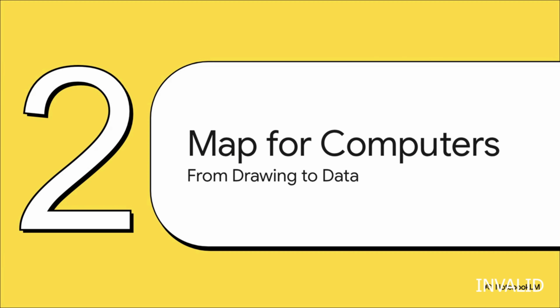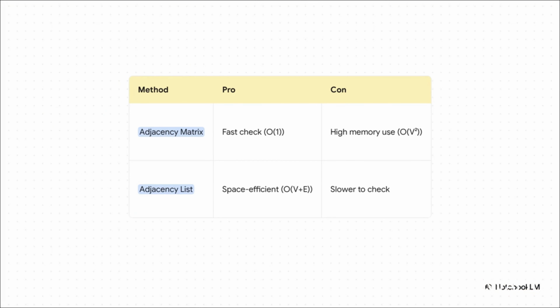Okay, so we've got our map, we have our stations, our tracks, but there's a problem. A computer can't see a drawing. We need a way to translate this whole thing into a digital language that a machine can actually understand. And there are basically 2 main ways to do this. First, you have something called an adjacency matrix. Imagine a massive grid, like a spreadsheet, with every single station listed across the top and down the side. You just put a check mark where 2 stations connect. It's super fast to check a connection, but man, it uses a ton of memory for all that empty space.